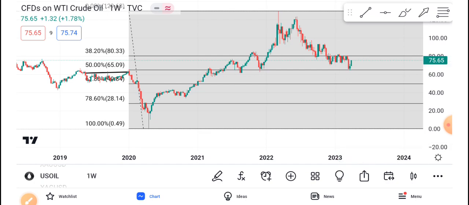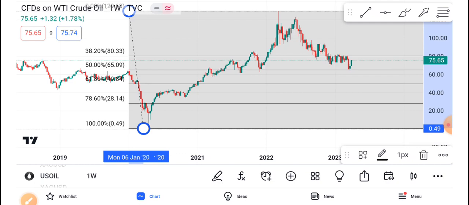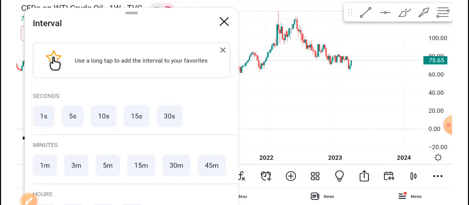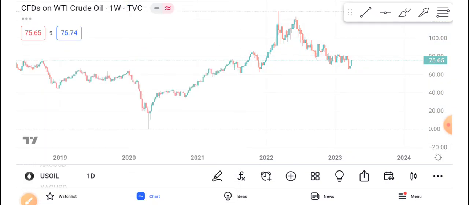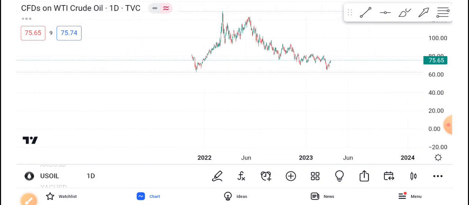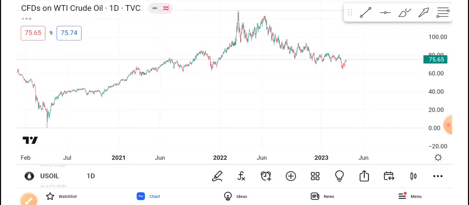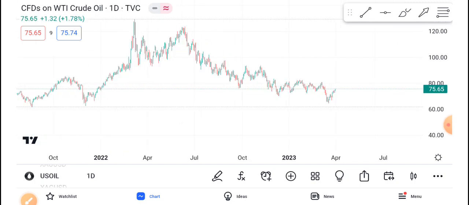Now we will go to the daily time frame. Let me remove that. So let's go to the daily time frame here. Now we are here in the daily time frame. In the daily time frame, what can we see? What is the trend here?